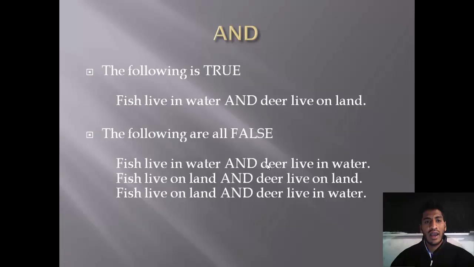AND, OR, NOT. The following is true: fish live in water, deer live on land. The following are all false: fish live in water and deer live in water; fish live on land and deer live on land; fish live on land, deer live in water.